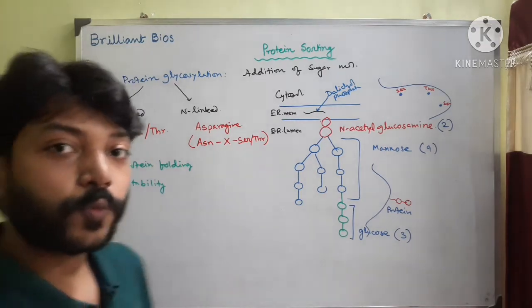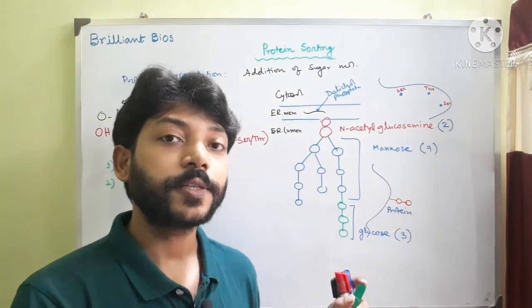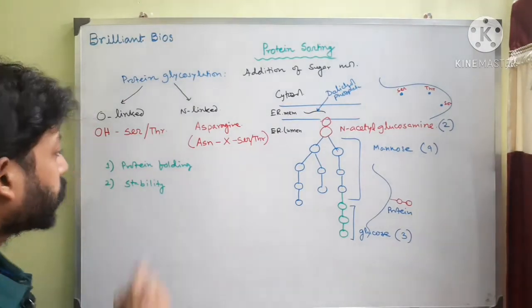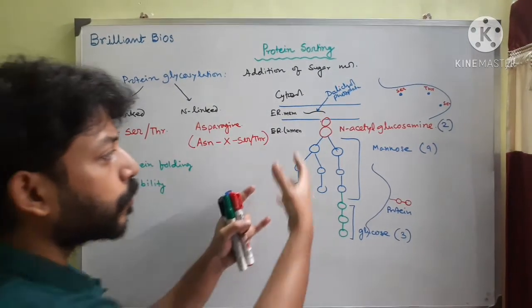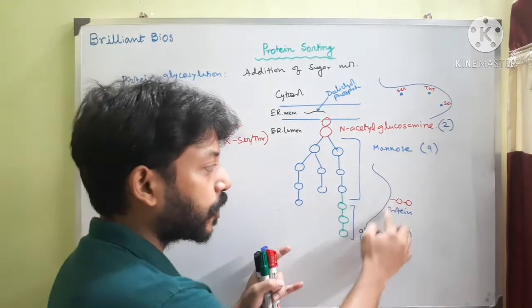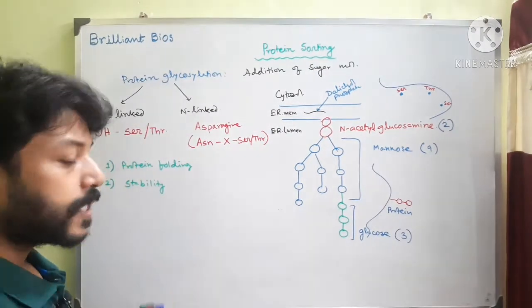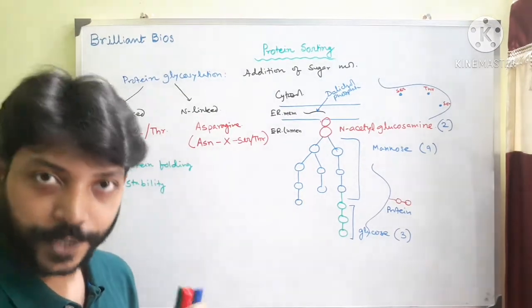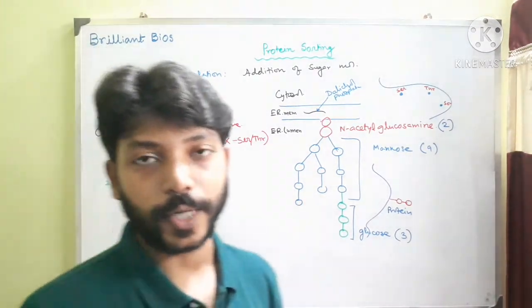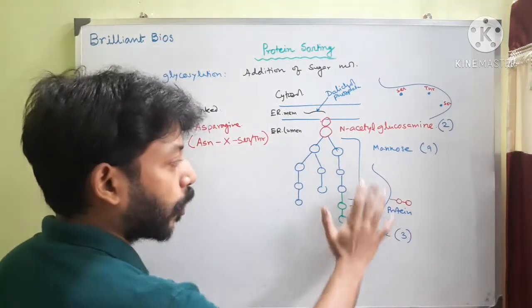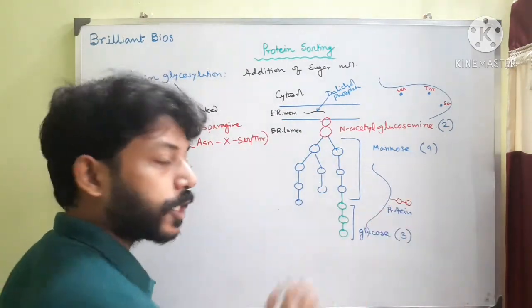So there are 2 functions of protein glycosylation. The first is protein folding. How do these sugar molecules, when attached to the protein, help in protein folding? Yes, there is a quality control mechanism present inside the endoplasmic reticulum. You must remember, at first these sugar molecules are attached to the protein.